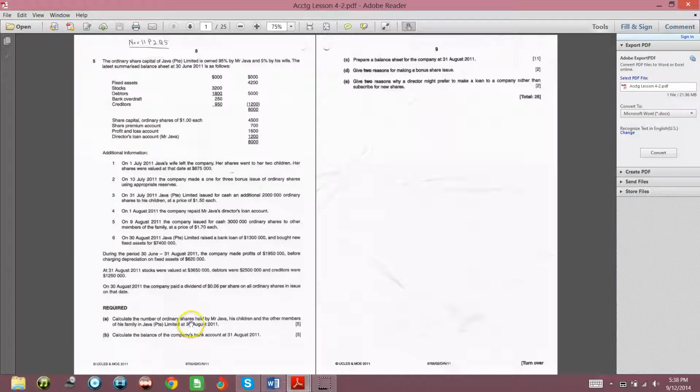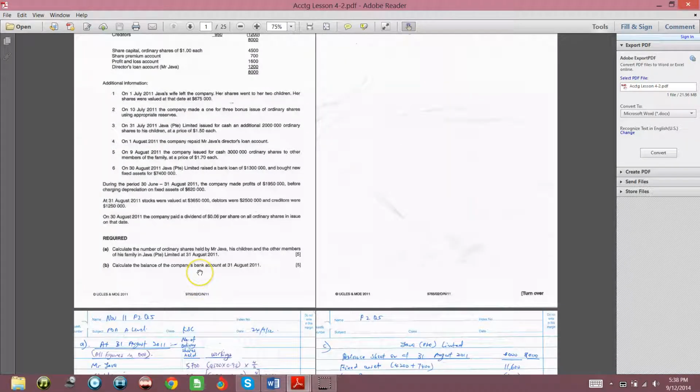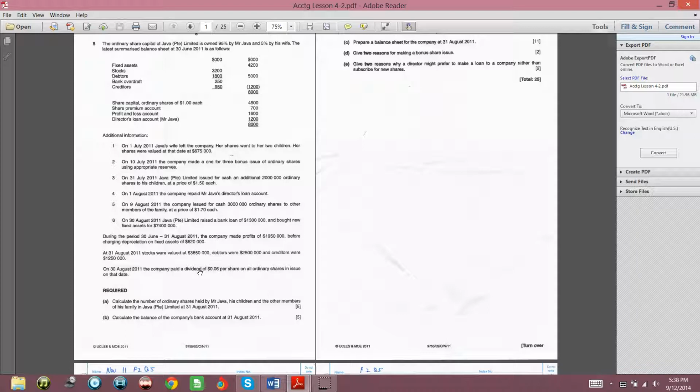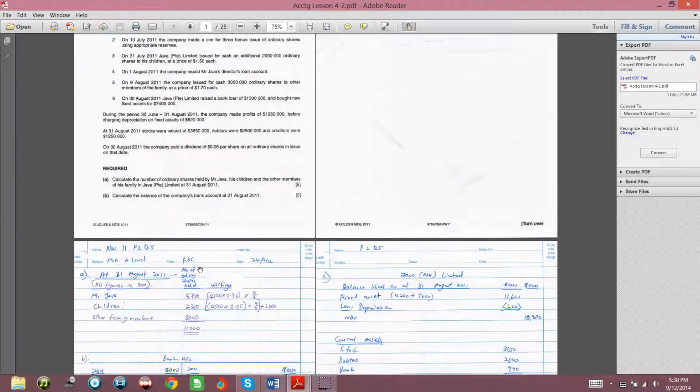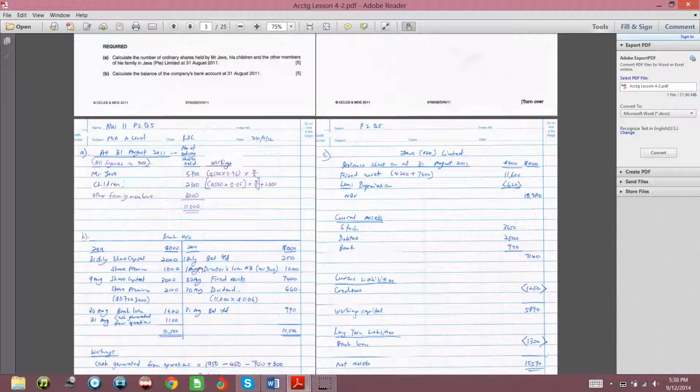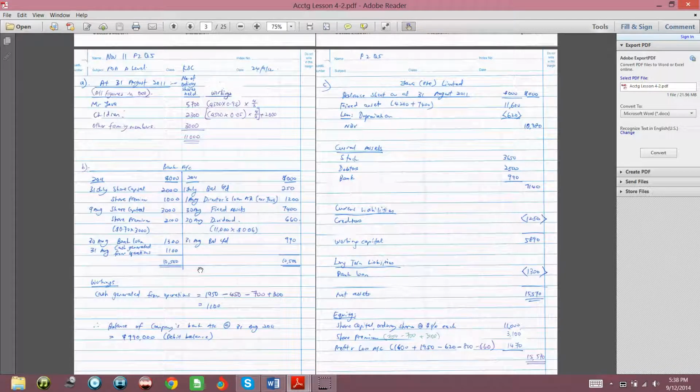So now I'm going to do it in my usual style. You should have your question with you so I don't need to flip to and fro. So have your question in front of you. The question says the number of shares held by Mr. Jawa, his children, and other members of the family at 31 August 2011.